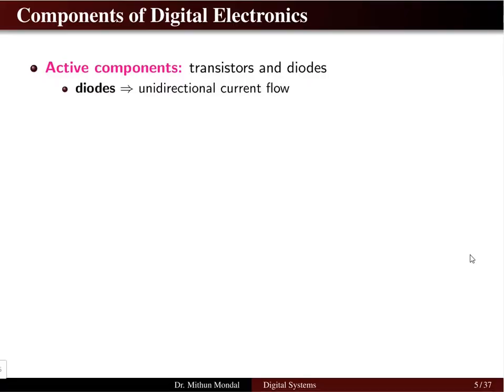The next topic we will take is what are the different components present in any digital electronic system. The first basic components are the active components, which are the transistors and the diodes. These are the basic active components involved in any digital electronic system. Diodes are unidirectional current flow devices. The diode is represented with a triangle, and the current can flow only from the anode to the cathode; the reverse direction of current is not possible.